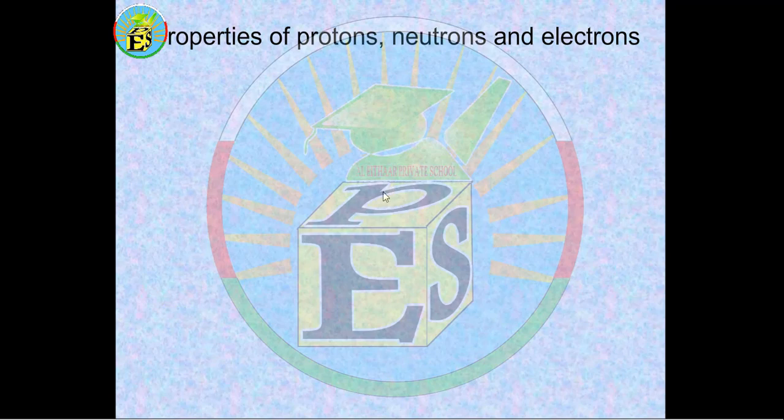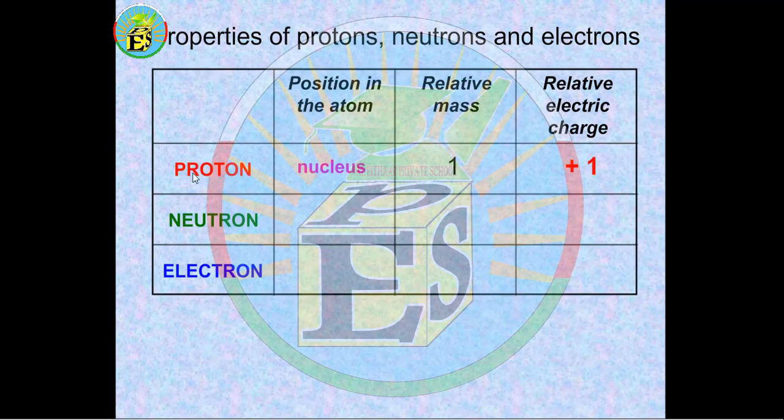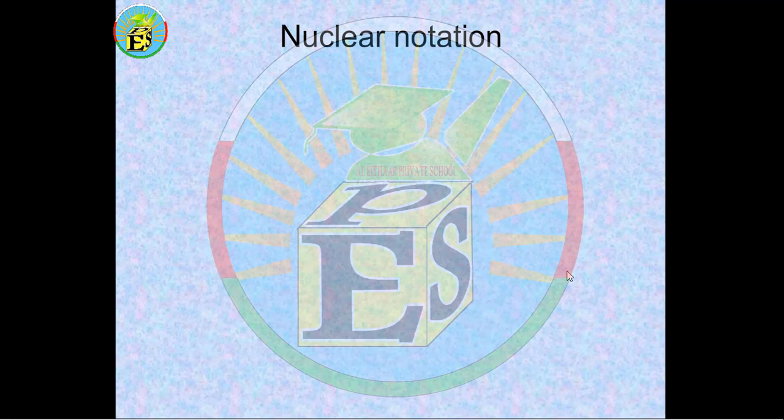Properties of protons, neutrons, and electrons. The proton is found inside the nucleus, its relative mass equals 1 unit, and its relative electric charge is positive 1. The neutron is also inside the nucleus, with relative mass 1 and relative electric charge 0. The electron is outside the nucleus, its relative mass is negligible, and its relative charge equals -1.